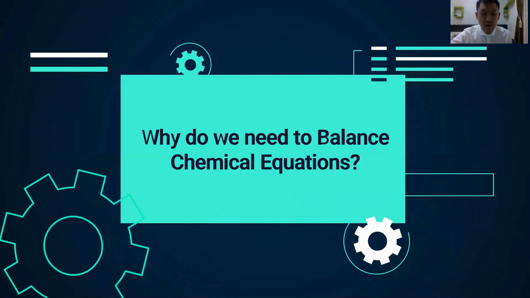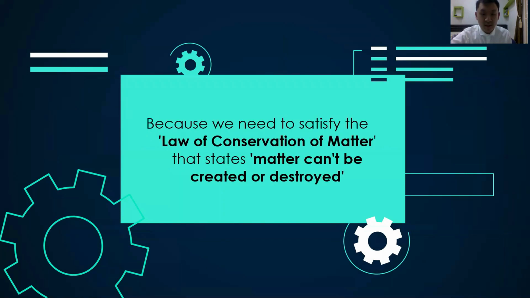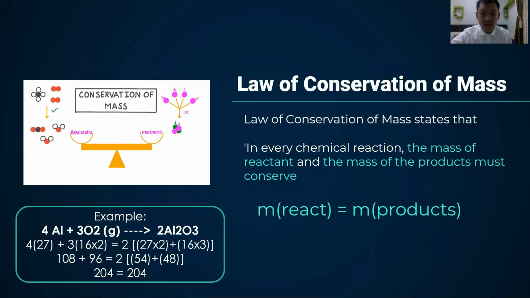Why do we need to balance chemical equations? Because we need to satisfy the law of conservation of matter, which states that matter cannot be created or destroyed, which is why in the chemical equation, both the left side and the right side must have equal atoms. Now, on to the definition of what the law of conservation of mass states. In every chemical reaction, the mass of the reactants and the mass of the products must be conserved, or the same. The mass of the reactants must be equal to the mass of the products.